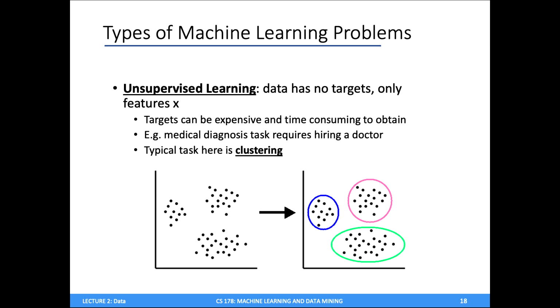Now, maybe this corresponds to 3 different types of patients. Even though we don't have labels for these data points, we still might want to be able to segment them and cluster them in order to better understand the data we have available to us. And so we'll see in the second half of this quarter some techniques for doing unsupervised learning.